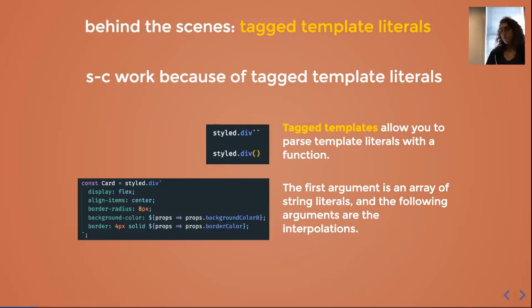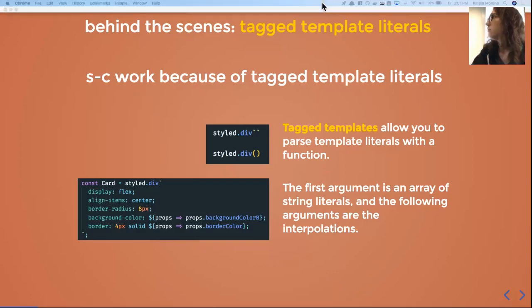Style components are possible because of tagged template literals. So we're all familiar with template literals, which allow you to interpolate some variable into a string. But you might not be as familiar with tagged template literals, which are a way to parse template literals with a function. So you can see here on the left, we have that style.div backtick, and that's pretty much equivalent to what's underneath, which is just a regular old function invocation with parentheses. But the difference is really in how they handle arguments.